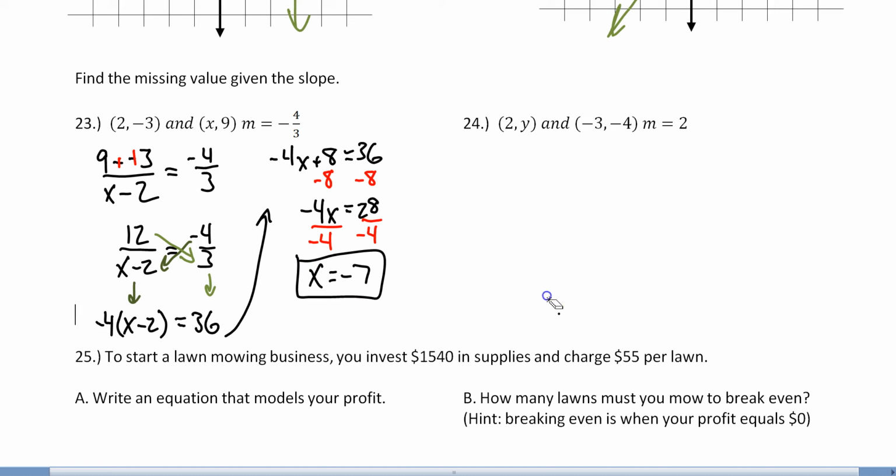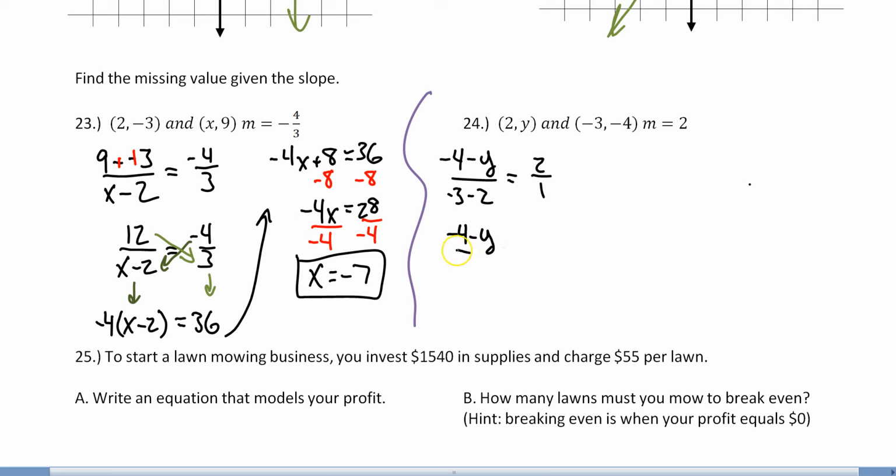The next one, same kind of thing. The only difference is I'm solving for y this time, but I still do my slope formula and then cross multiply and solve. So I do my slope formula, y2 minus y1 over x2 minus x1 should equal my slope, which is a 2, which is the same thing as 2 over 1. So I do a little bit of simplifying, and then I'm going to cross multiply. Again, this is adding the opposite. That gives me a negative 5. And now I cross multiply. 2 times negative 5 is a negative 10 equals negative 4 minus y times 1 is a negative 4 minus y. And then from here, I'm just going to solve this thing.